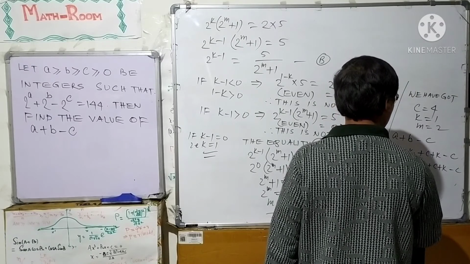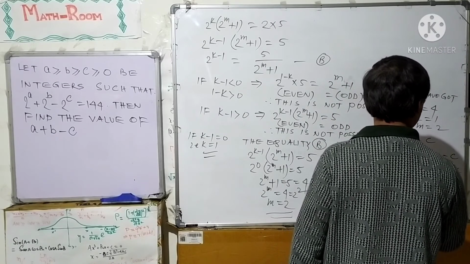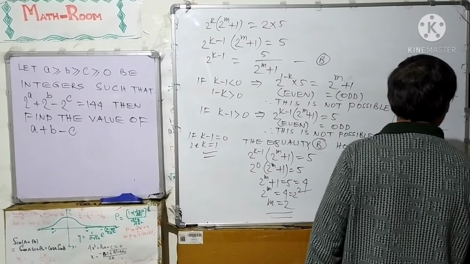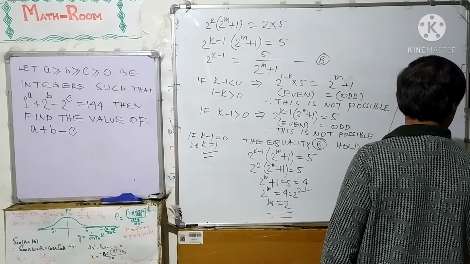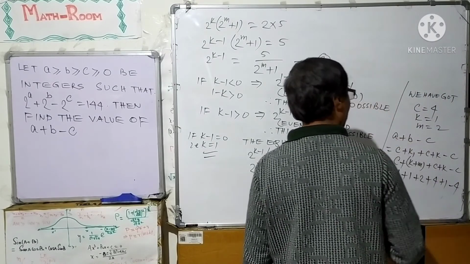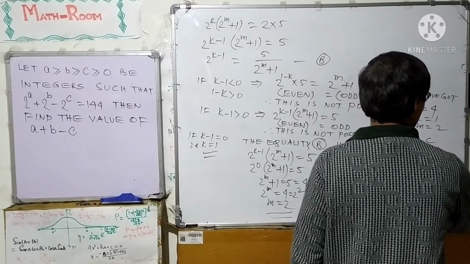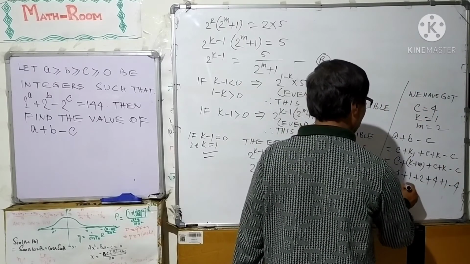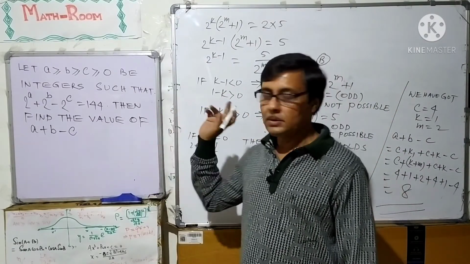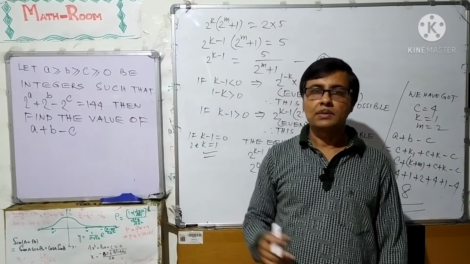C is 4, k is 1, m is 2, c is 4, k is 1, minus c is 4. So, we have 4 plus 1 is 5, plus 2 is 7, plus 4 is 11, plus 1 is 12, minus 4 equal to 8. So, this is the value of a plus b minus c. That is, a plus b minus c equal to 8.